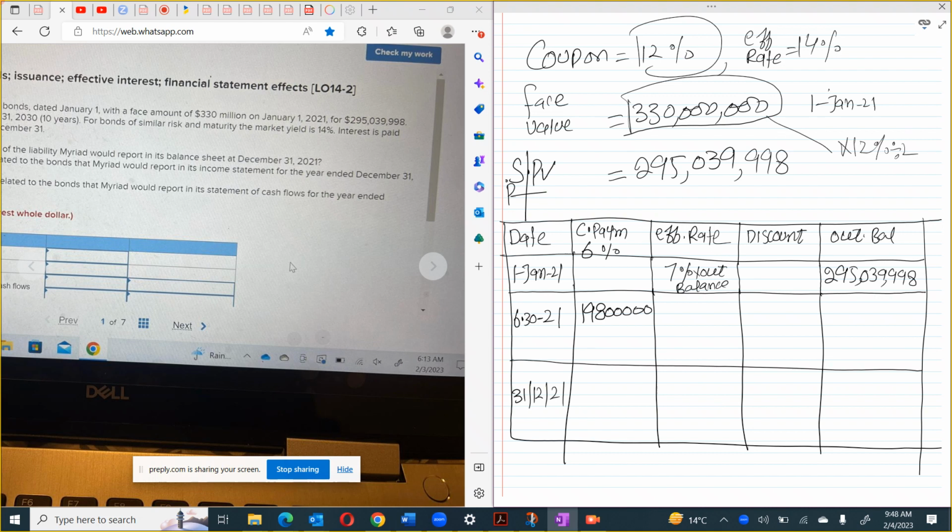So what is the effective interest rate for this period? It is 20712496. What is the discount amount? We have to deduct the two columns. Just give me a second. It is 912496. What is the outstanding balance? We have to add the second outstanding balance with the discount. Exactly. Good, good.